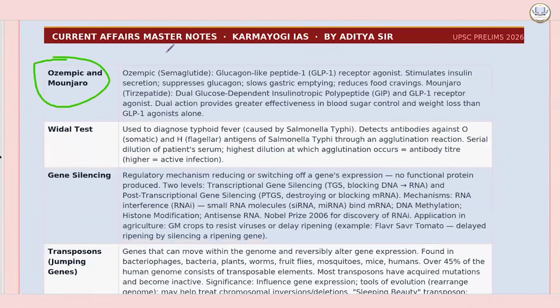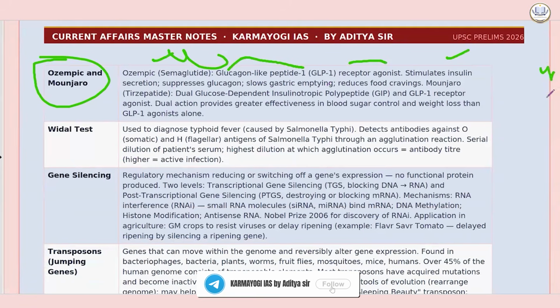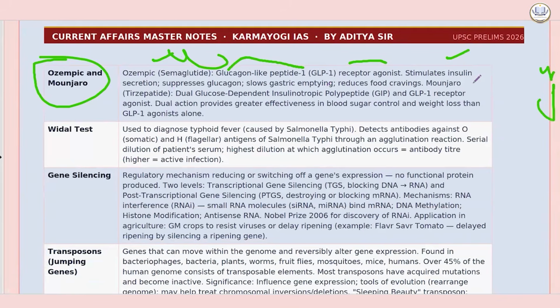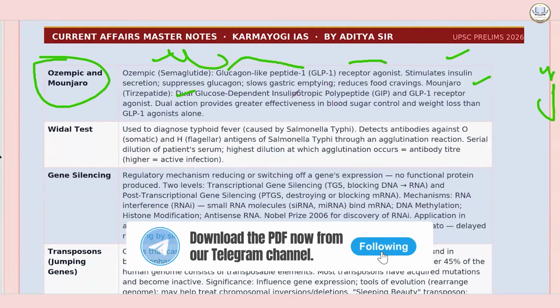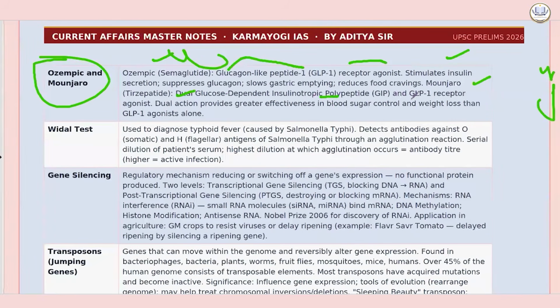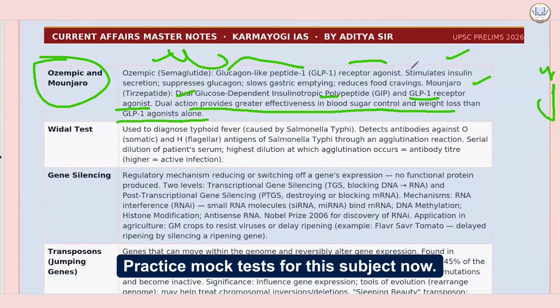We have Ozempic. You must have seen celebrities are losing weight, and Mounjaro. So Ozempic is a glucagon-like peptide 1 receptor agonist: it stimulates insulin secretion, suppresses glucagon, slows gastric emptying, reduces food craving. And we have Mounjaro, a dual glucose-dependent insulinotropic polypeptide and GLP-1 receptor agonist. Dual action provides greater effectiveness in blood sugar control and weight loss than GLP-1 agonists alone.